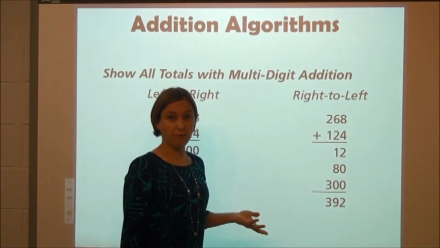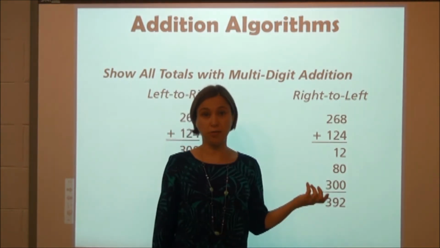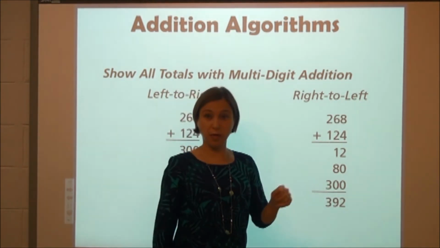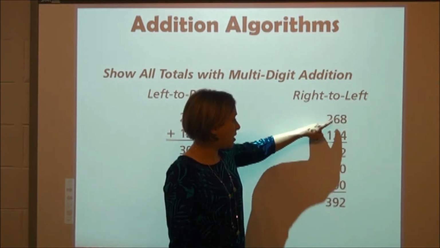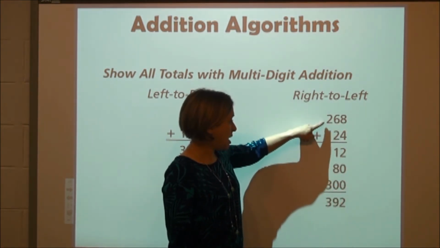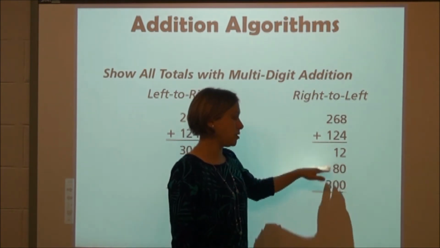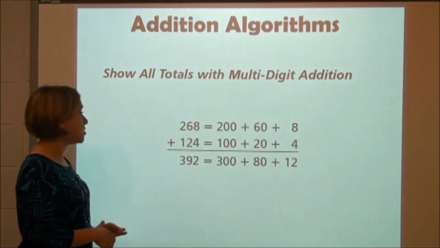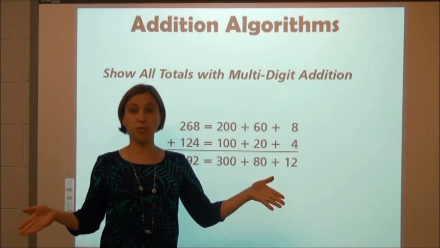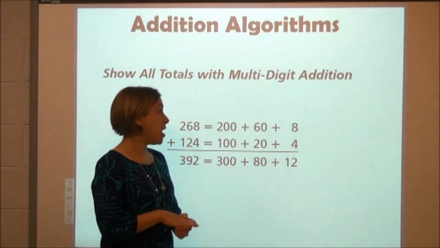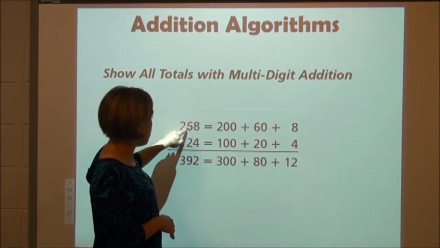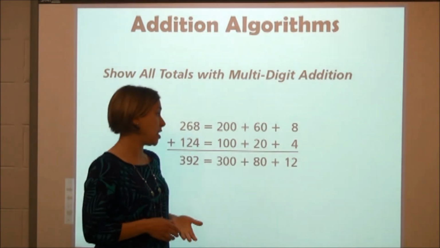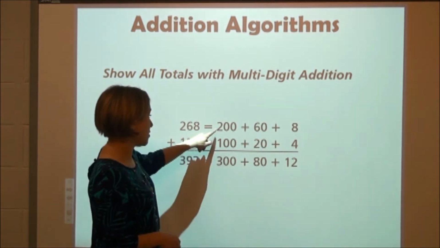Now if I was working from right to left, this is a little bit closer to that standard algorithm. We're moving a little bit closer in that direction. I would say 8 plus 4 is 12, 60 plus 20 is 80, and 200 plus 100 is 300, and again, add all of my totals together. You can also show this problem in the expanded form, and then that way students can see the values of each of these digits within that number, and it is a little bit easier to understand.